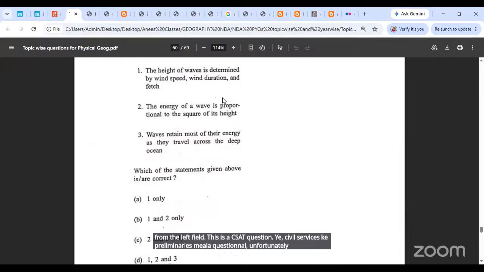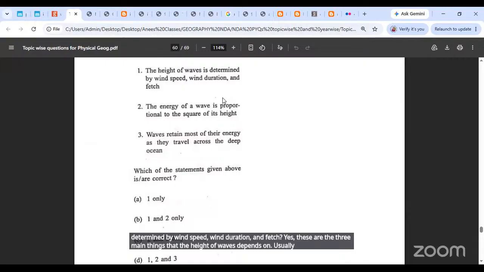Unfortunately, this is not something that usually you people should have, but then आया है तो आया है, because ये हमने कभी तो स्कूल में पढ़ा था. We had read this sometime way back in school, so they are banking on your memory from that time. Okay, so tell me, height of waves is determined by wind speed, wind duration, and fetch. Yes, these are the three main things that the height of waves depends on.